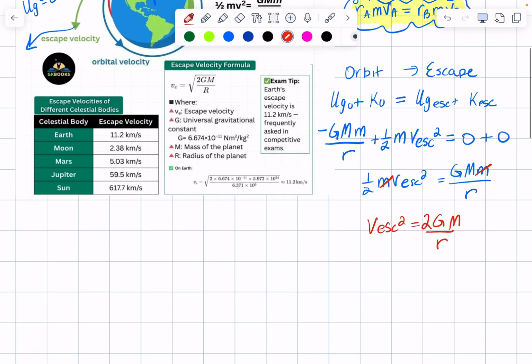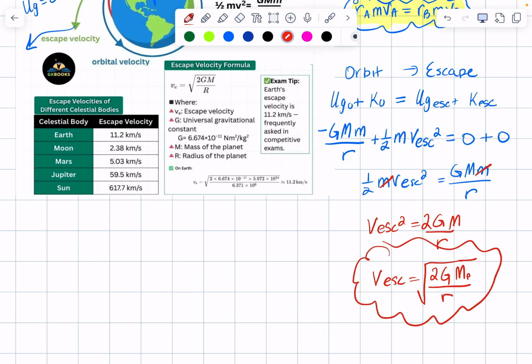So V escape is the square root of 2 times G, which is a constant, times the mass of the planet or the sun or whatever you're escaping, the big mass, divided by how far you are from the center of mass of the planet. So this is my formula. Instead of the square root of GM over r, it's the square root of 2GM over r.